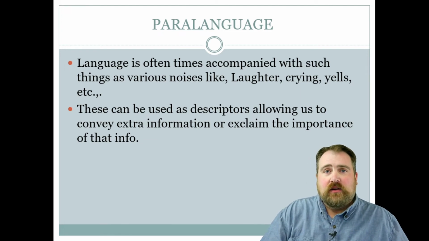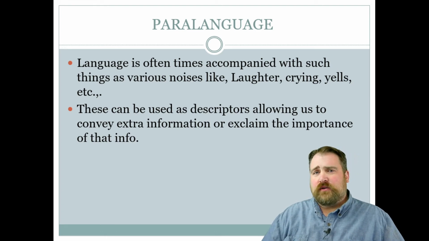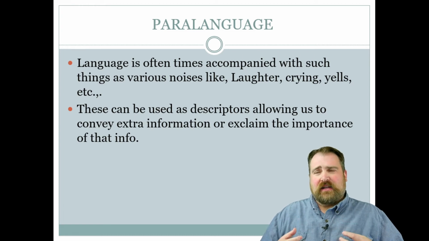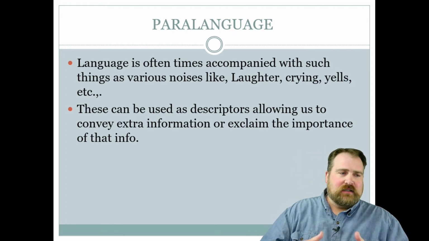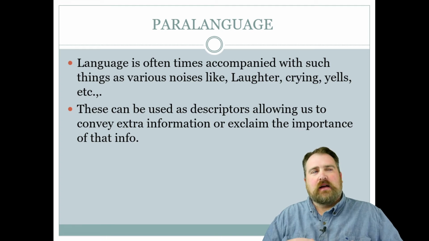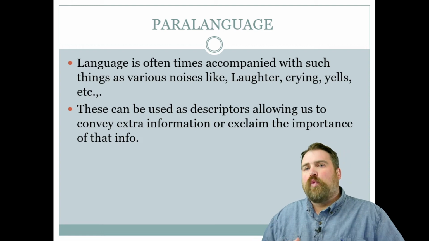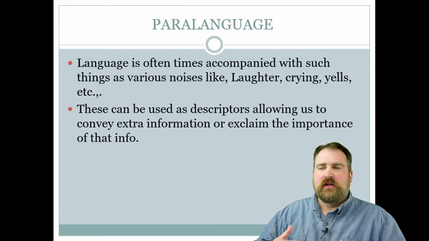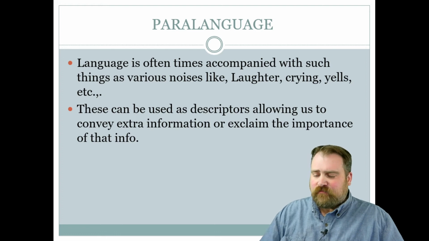Or crying, right? That's an emotional way of communicating: tears of joy, tears of sorrow, tears of rage, right? These are all things that can convey different types of information, yells and stuff like that. So paralanguage are oftentimes other means of conveying information along with the traditional use of speech or hand gestures, anything like that.